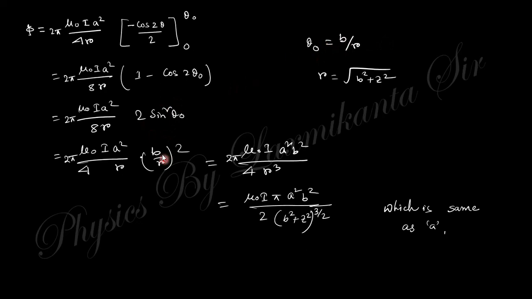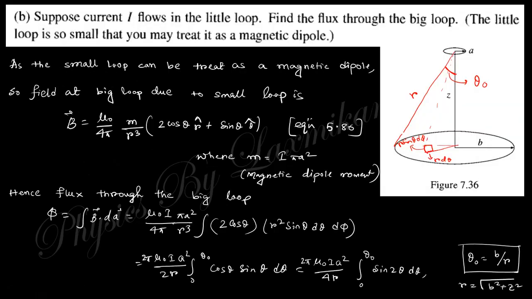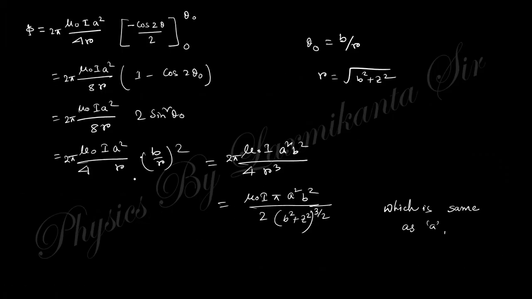Since theta naught is very small, sin theta is nearly equal to theta. Here we actually approximate sin theta as nearly theta, or you can also get sin theta from here, no problem. You will obtain the same thing.